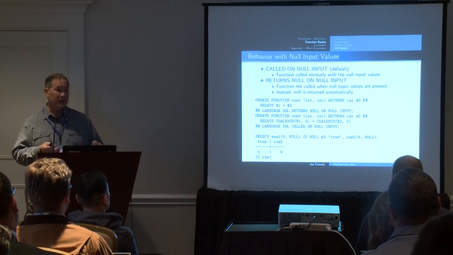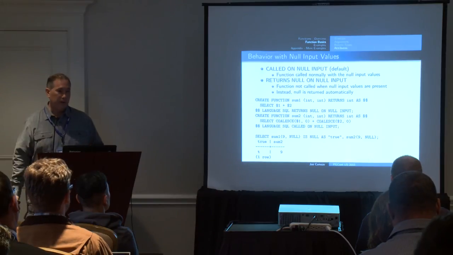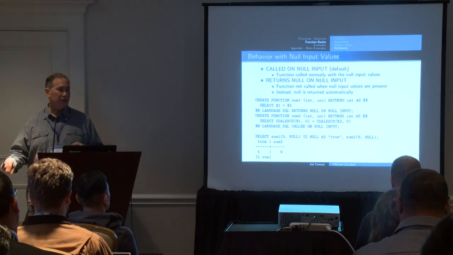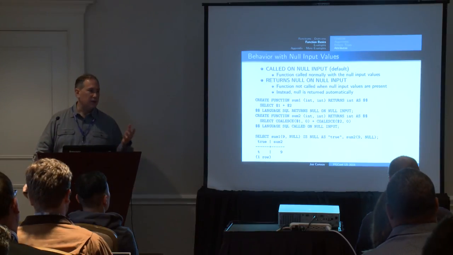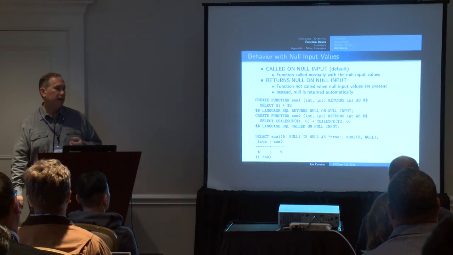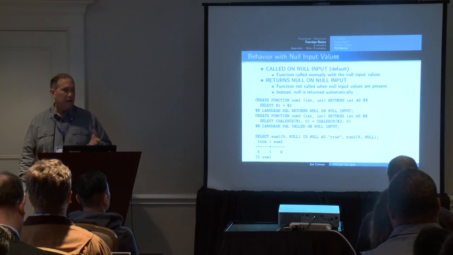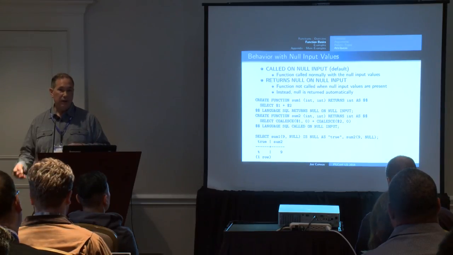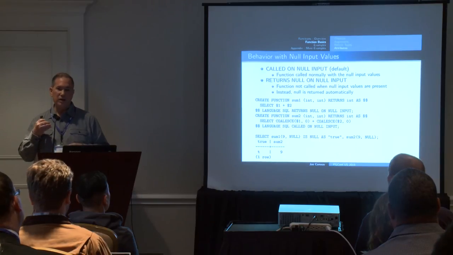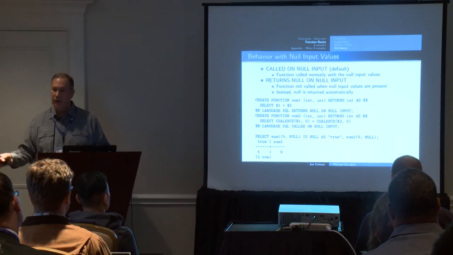And if you're writing a C function, it's doubly important because if you don't handle a null in a C function, you're going to get a crash, and any kind of crash is potentially a route for an exploit, right? The other thing you should know is that if you define this as returns null on null input, then if there's a null argument, the function doesn't even get called, so you get no overhead from it.